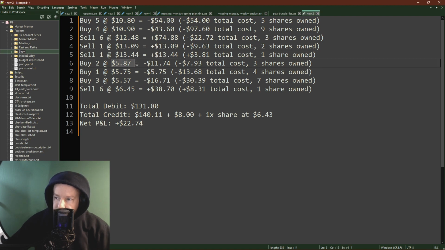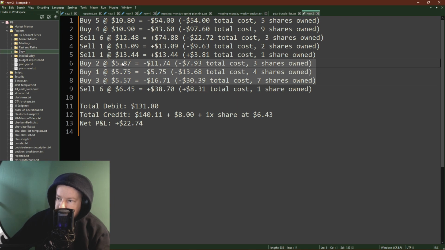Then I bought 2 more, so there's a cost to that. I'm paying money and getting shares. At $5.87, this is post-adjustment. And then I bought 1 more at $5.75, and then I bought 3 more at $5.57 for these respective debits. And then I sold 6 at $6.45. So all this while, I'm just moving my average down over time. And then once I got above my break-even, I sold those 6 shares that I bought right here.